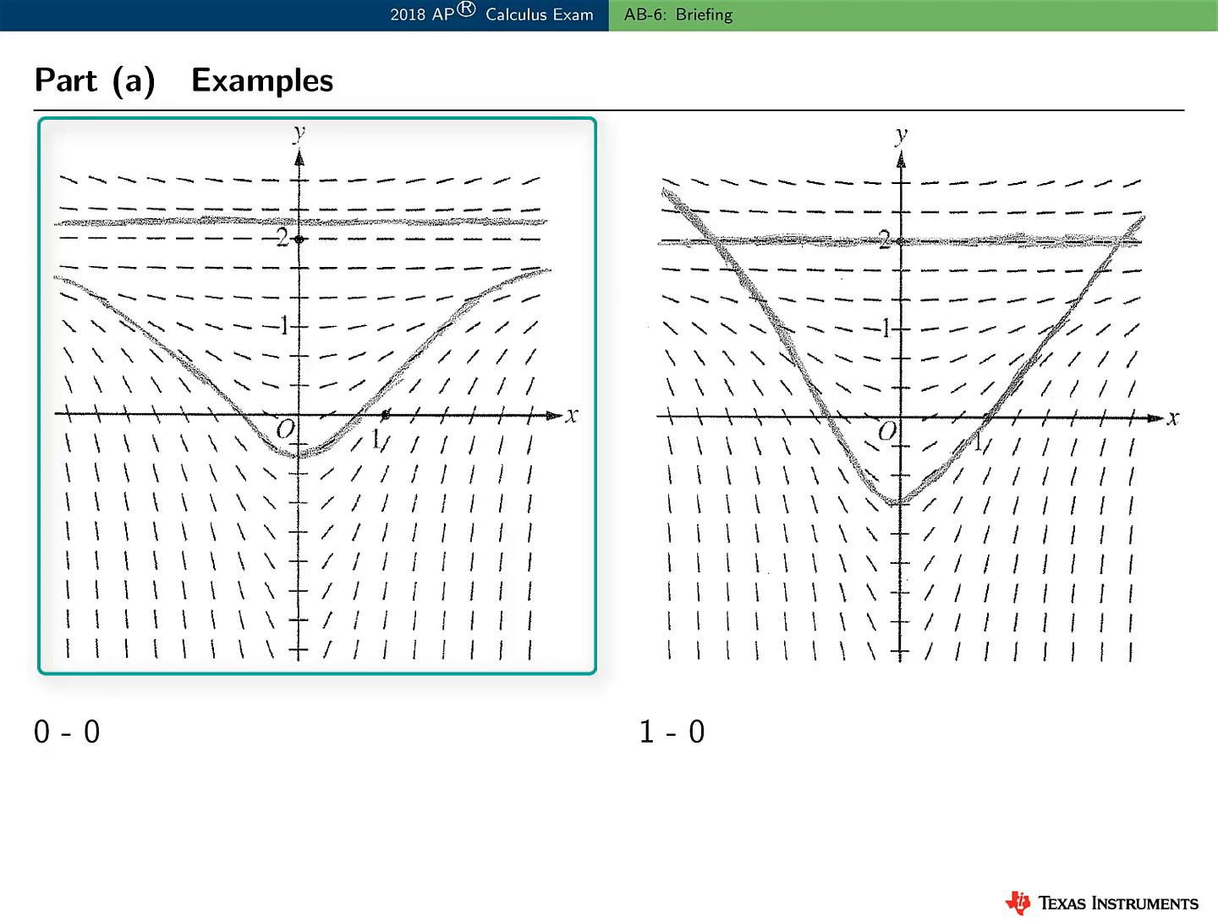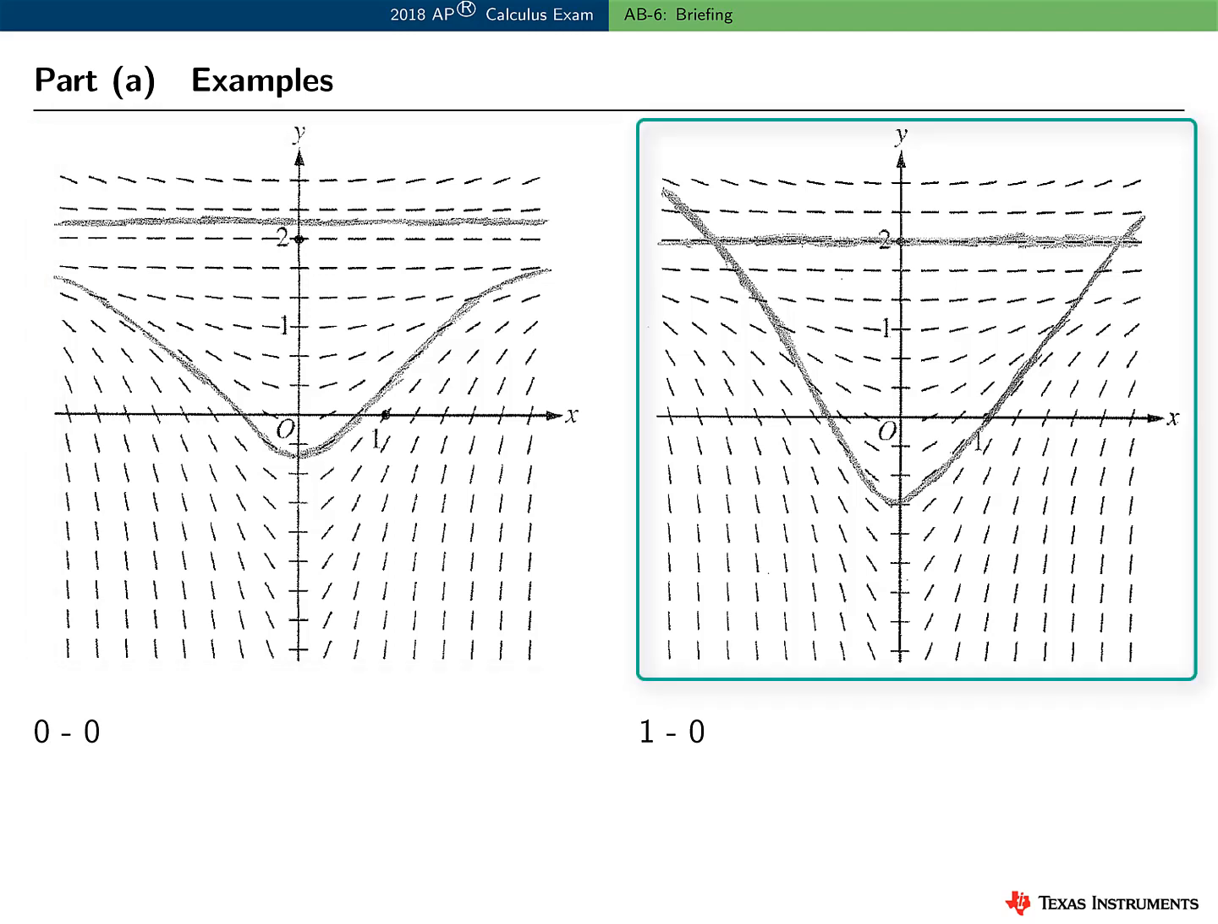Here are some specific examples and the score for each response. In this first example, unfortunately, neither solution curve passes through the appropriate point. So this response earns 0, 0. In this example, the solution curve through (0, 2) is correct, but the other curve crosses the line y = 2. So this response earns 1, 0.